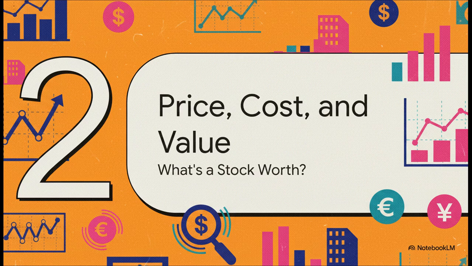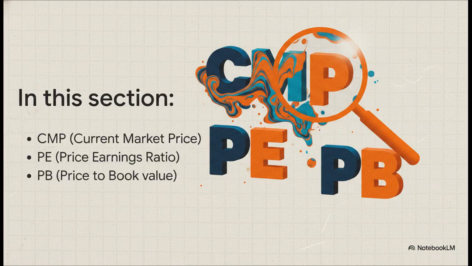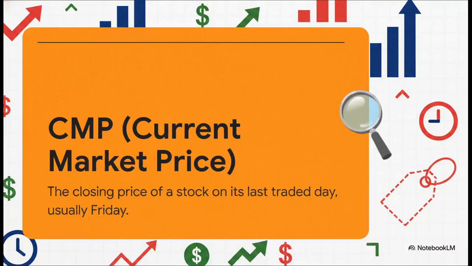All right, first up, let's talk about maybe the most fundamental question for any investor. What's a stock really worth? This whole section is about figuring out if the price you see on the screen is actually a fair deal. And we're going to do that by looking at three key terms: CMP, PE, and PB. Yeah, they might look like alphabet soup right now, but I promise they're about to make a whole lot of sense.